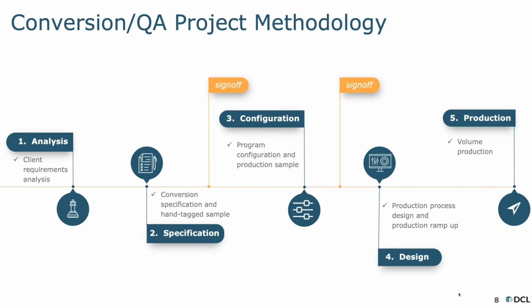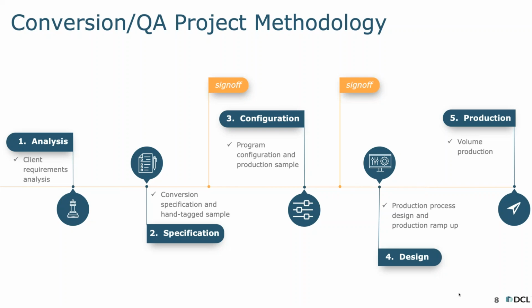In phase 2, you should create the conversion specification or the project-specific business rules and create a hand-tagged sample. You should go over the conversion specification with the stakeholders and make sure everybody's on the same page. Based on the conversion specification, you should produce a tagged sample and show the stakeholders. The difference between the hand-tagged sample and this sample is that it comes through the process.